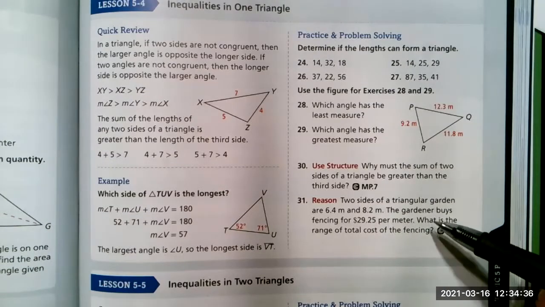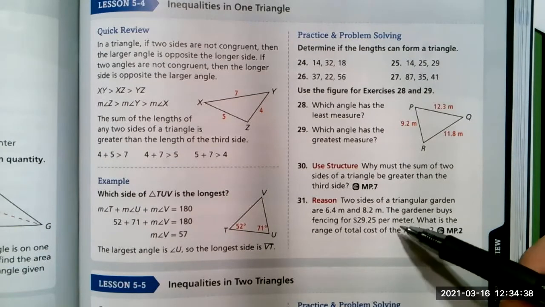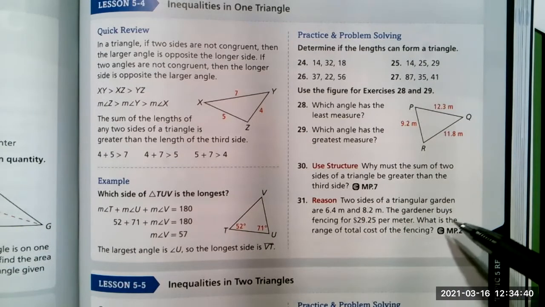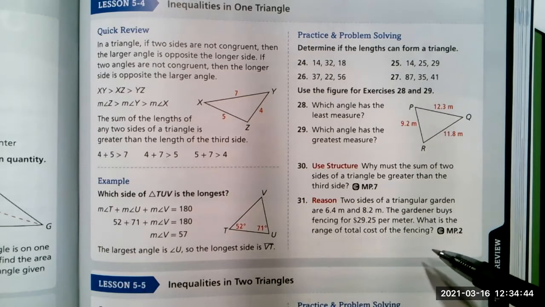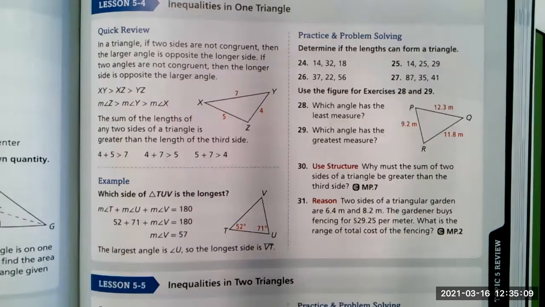And then 31: two sides of a triangle garden are 6.4 and 8.2. The gardener buys fencing for $29.25 per meter. What is the range of total cost of the fencing? So just like a lot of times in math, drawing a picture tends to help.